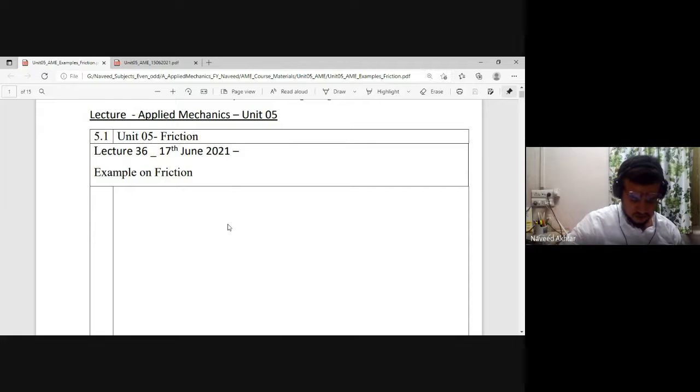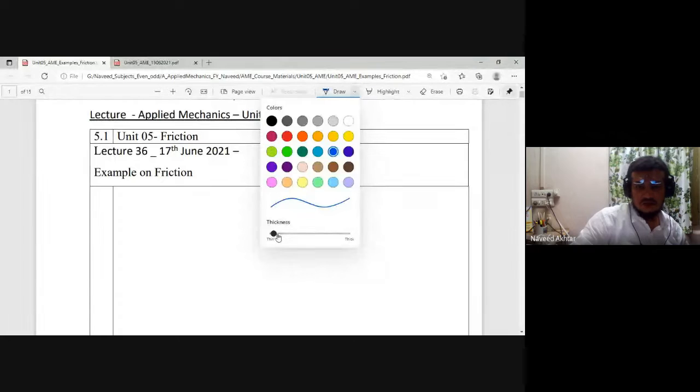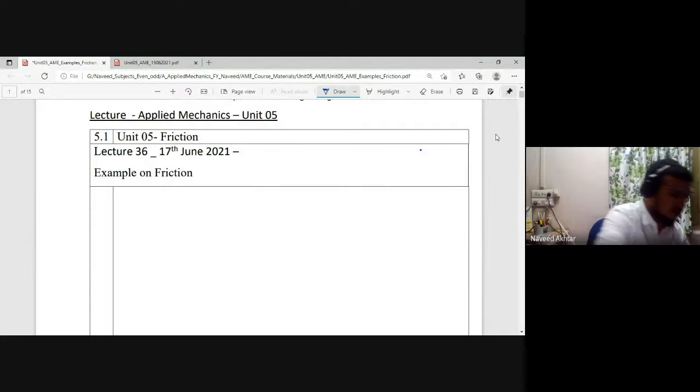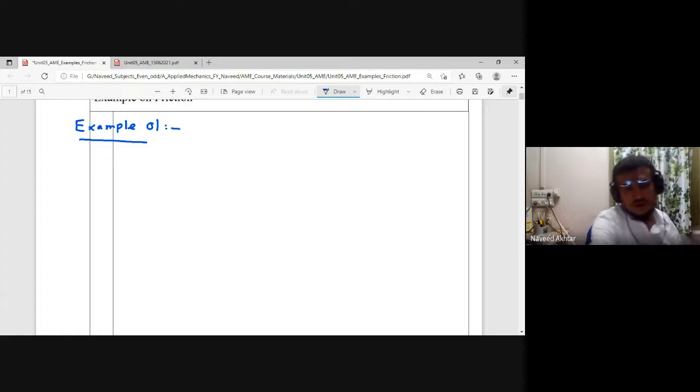So first we will solve example 1. I will write the next one. You can also write with me. Start with example 1, that is the friction. So you should sit with the pen and paper. Show me the pen and paper. Open your camera. Okay. So example 1, a parcel weighing 200 Newton.